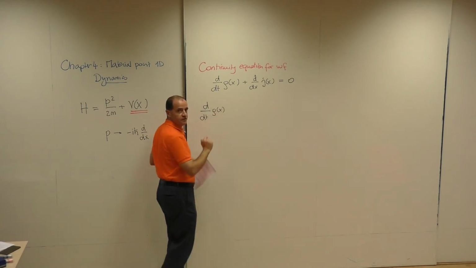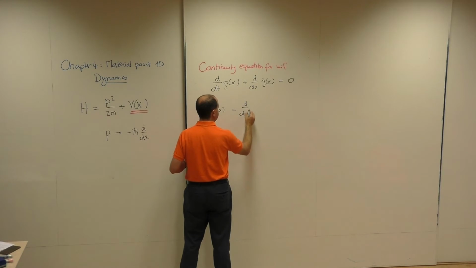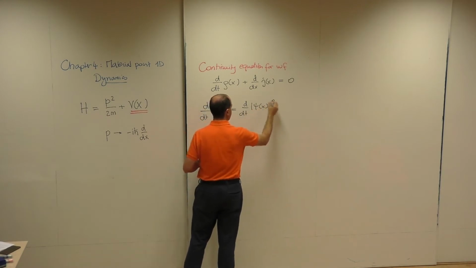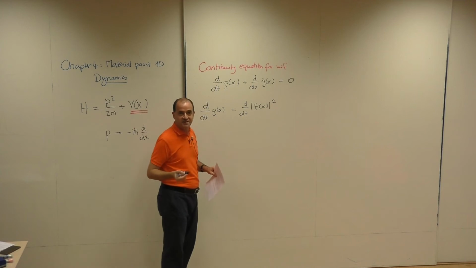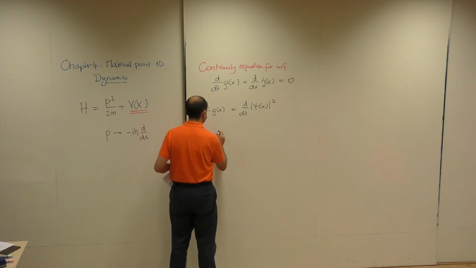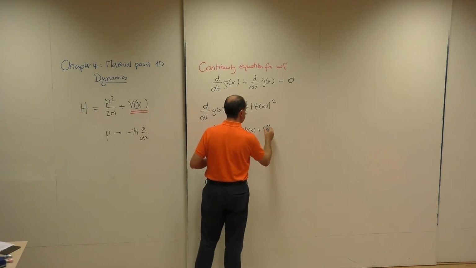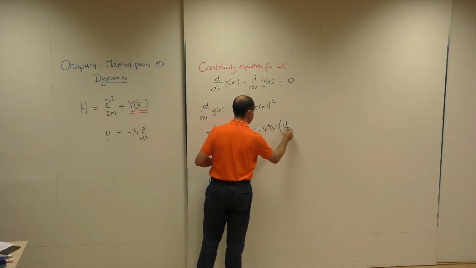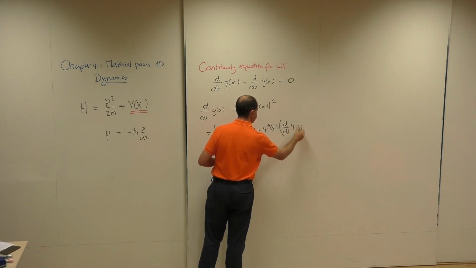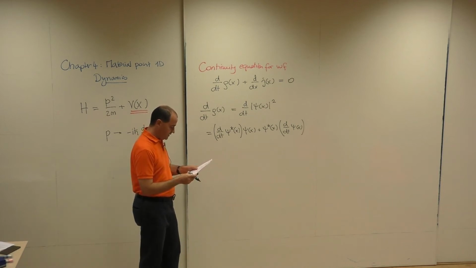Okay, so let's try to take d over dt of rho of x. What is rho of x? You remember it's the modulus squared of the wave function. This is d over dt of |psi of x| squared. Well, this is psi star times psi, symmetric. Of course, these are just numbers, so they commute. So we have d over dt, let's see in which order I wrote it just for convenience, psi star of x multiplying d over dt psi, plus psi star of x multiplying d over dt psi of x.